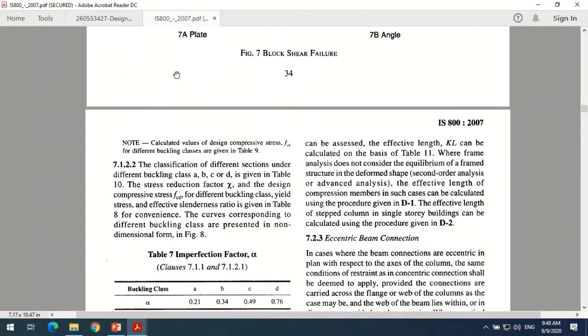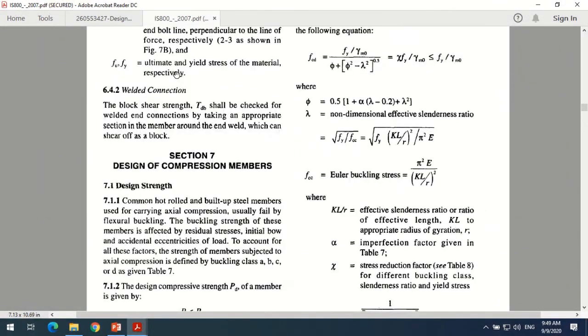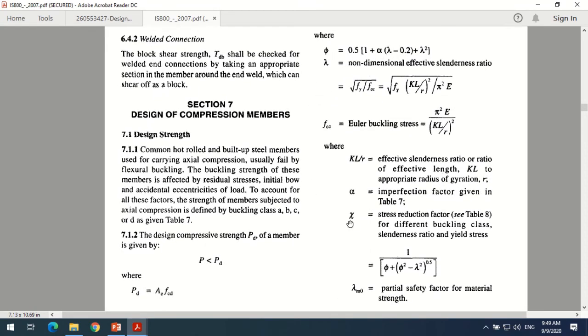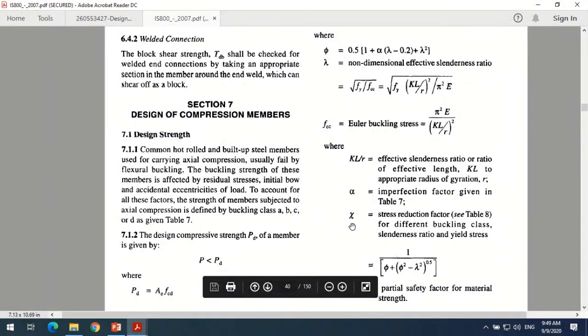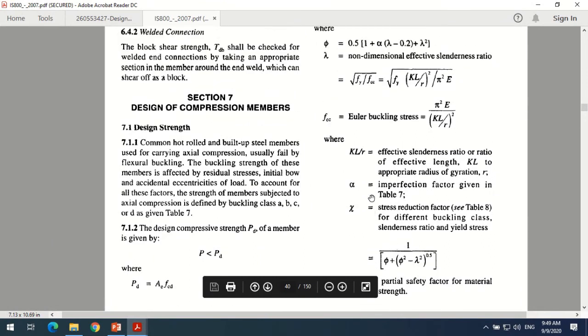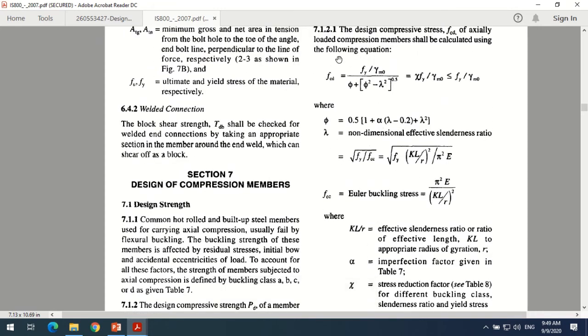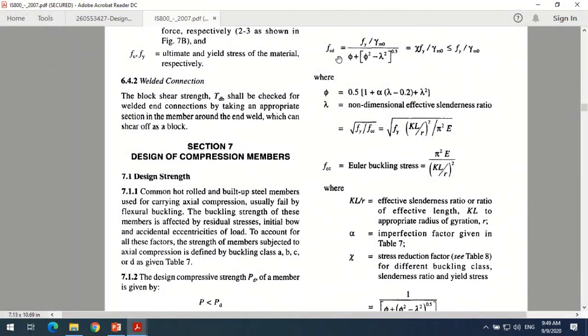So you have to come back to this equation. This is the equation. What you have to do is, instead of considering this as lambda, you need to take it as lambda e and then find the stress reduction factor. With that you will be able to find the design strength under compression for a single angle strut.